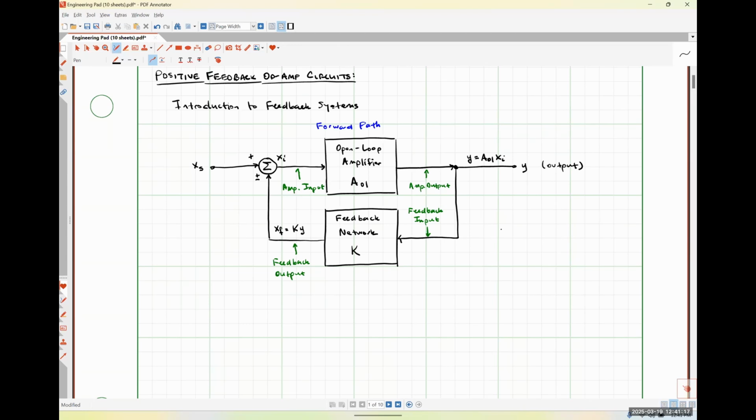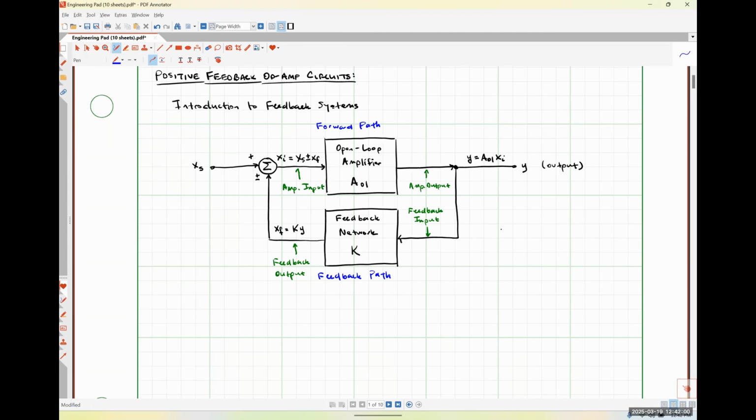And now let's see what's going on with this summing block. I have a signal XS that is one of the inputs for the summing block, and a signal XF that is the other input. So I can say that X sub I is going to be equal to XS plus or minus XF, my feedback signal. So that's my signal flow diagram. And for what it's worth, this path through the feedback network is commonly referred to as the feedback path.